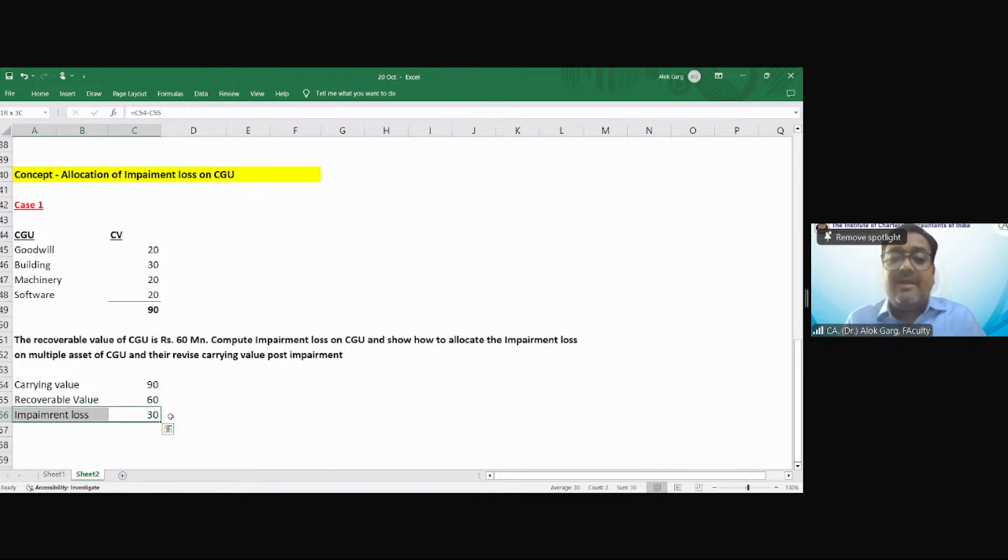Okay. Now we have a carrying value of a cash generating unit, which is 90 million, which includes goodwill, building, machinery, software. Software is an intangible asset. So a cash generating unit may have tangible assets, intangible assets, goodwill, etc. In this case, the impairment loss is 30 million. The question is how to allocate this impairment loss. That is the bigger question. Allocation of impairment loss.